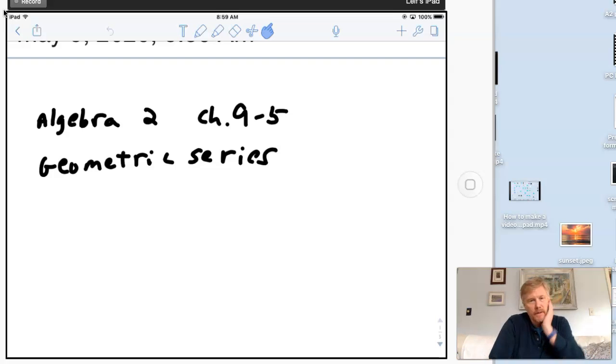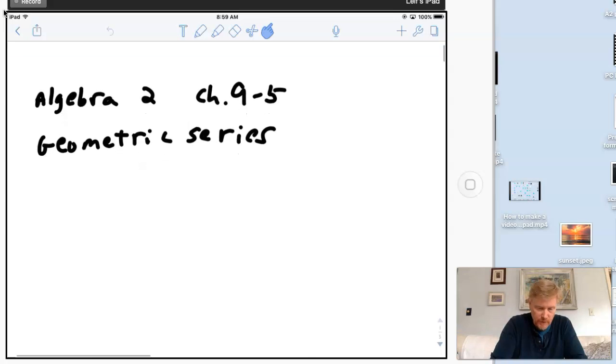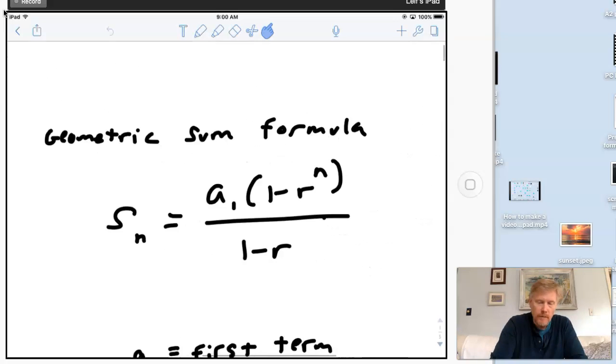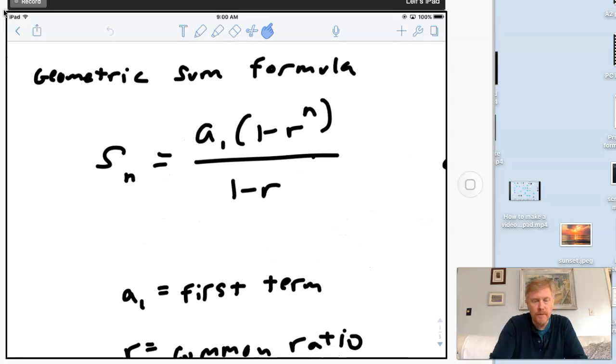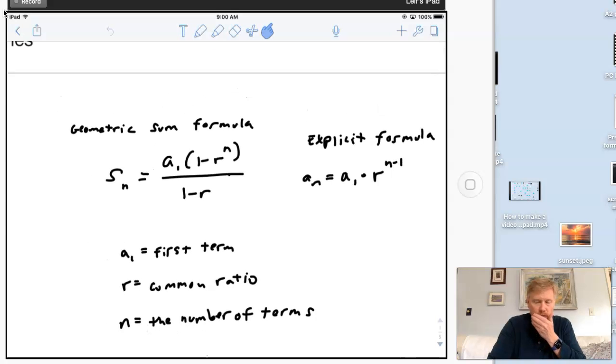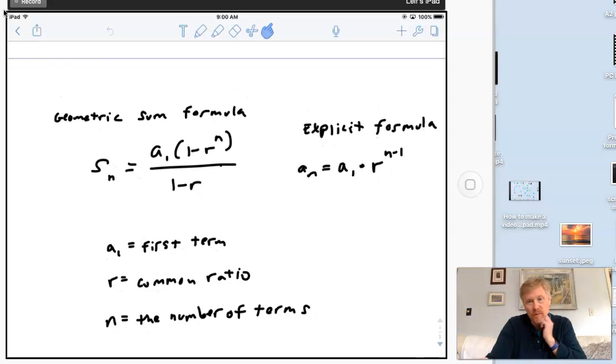Okay, good morning. Today I'm going to be looking at Algebra 2, Chapter 9-5 on geometric series. So a series is where you add up a whole bunch of things in a row. You take a sequence and you add them all up. There are a couple of formulas here. Actually, one new one, and I put up the explicit formula as well, which is not new, something we've already looked at.